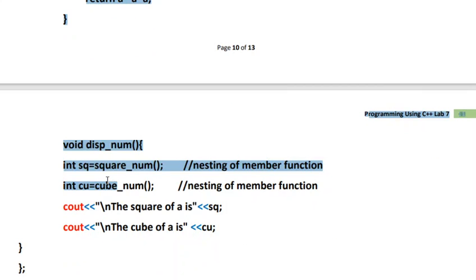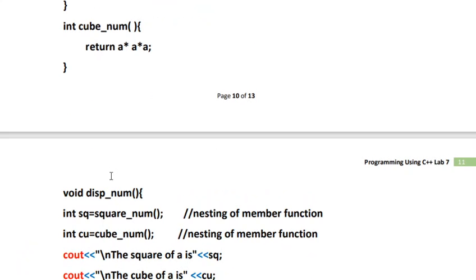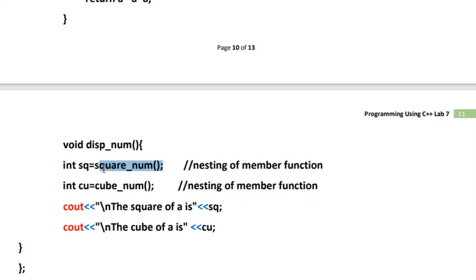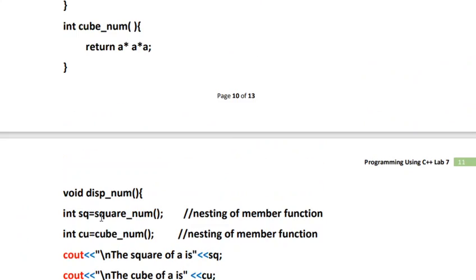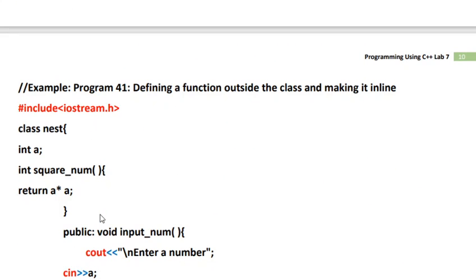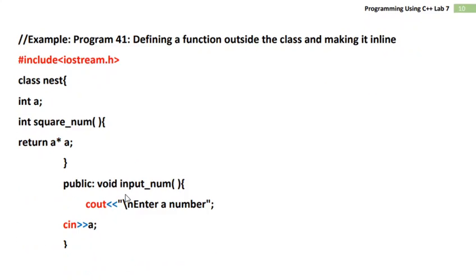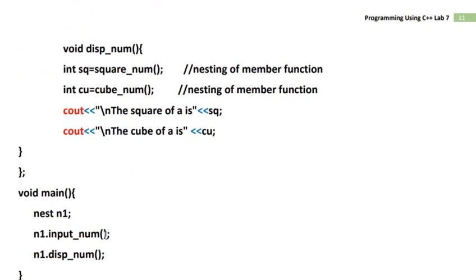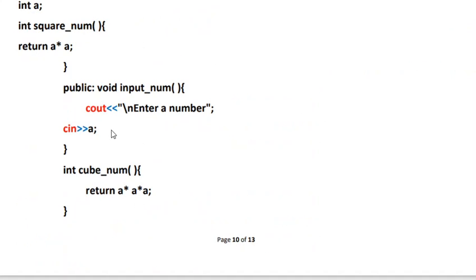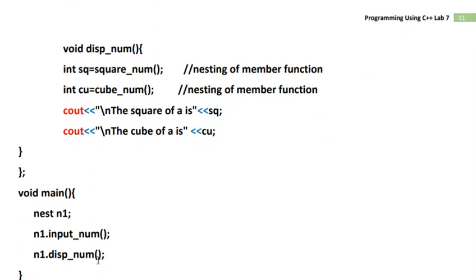Display num is built in such a manner that it invokes square num and cube num, so it will find the square and the cube of the number. Here I have declared a variable n1. I am calling the function input num with the help of n1, and I'm calling the function display num with the help of n1. So first, whenever I call input num, it will read the value of a. And then I'm calling display num.